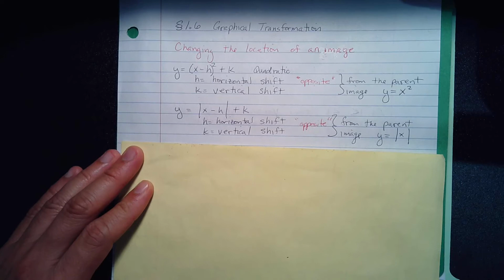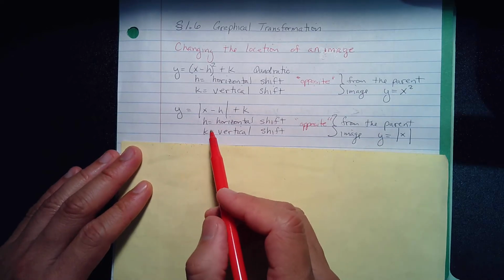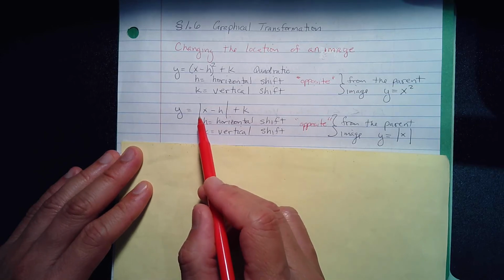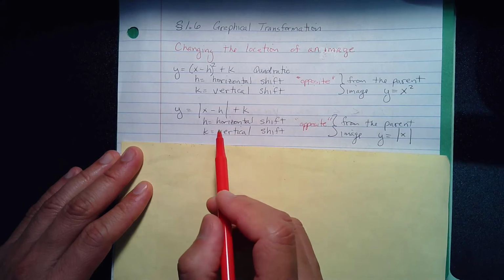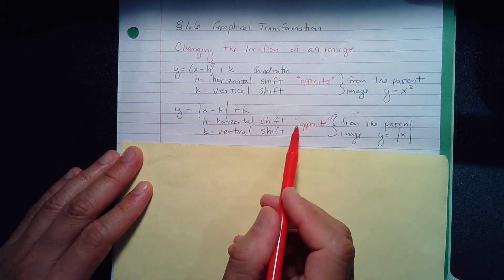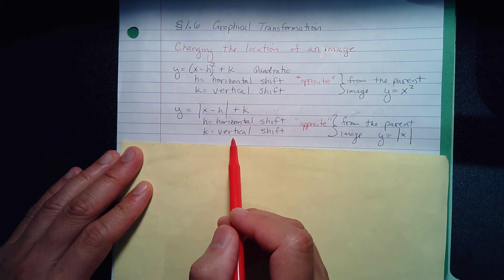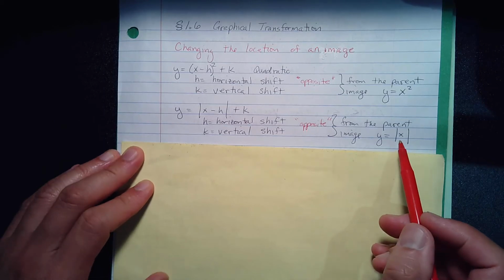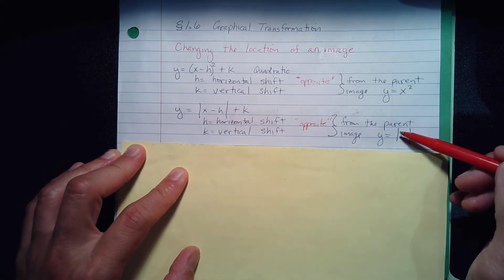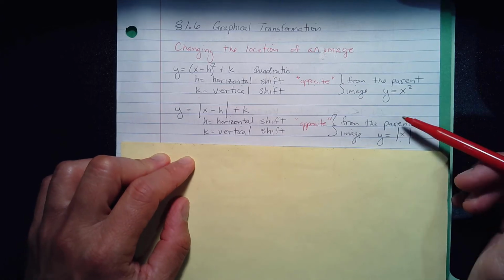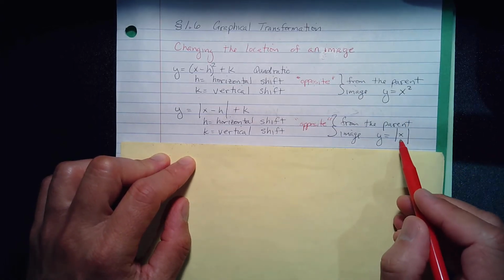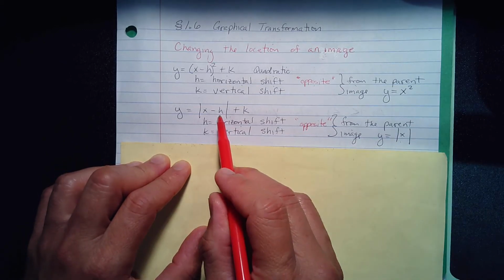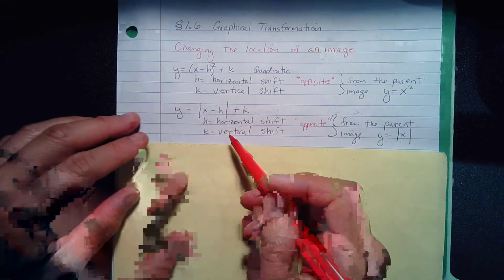Again, in section 1.3, we went over absolute value images or functions. So this is the absolute value of x minus h plus k. Again, h is your horizontal shift, think opposite, and k is your vertical shift, and it's from the parent image y equals the absolute value of x. So what you're going to notice with the parent images is that these are the original images. So this does not have an h or a k, it is just y equals the absolute value of x, and here comes your shift with a horizontal shift and a vertical shift.